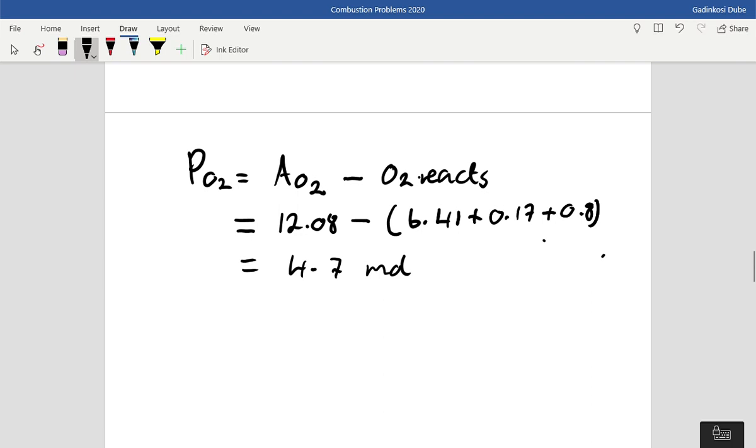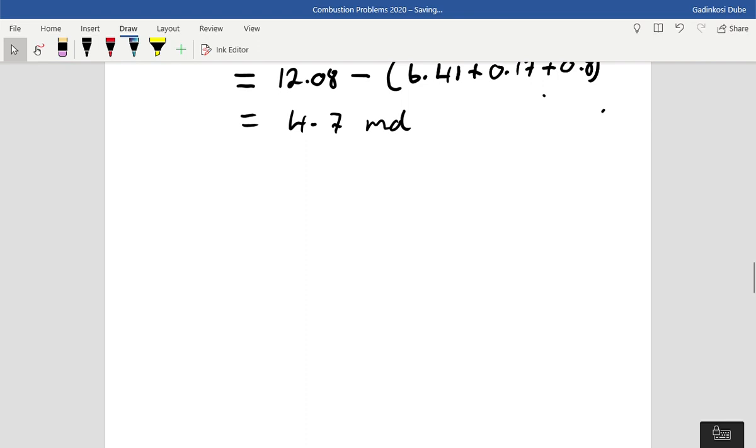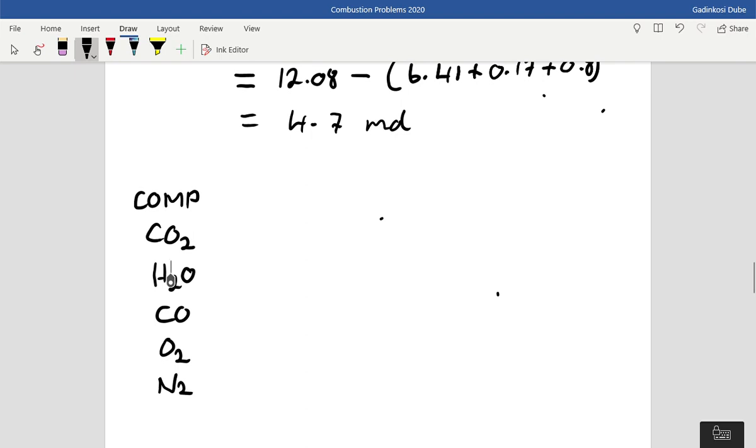Okay, so now once you've done that, you are almost done. What's left is just that you need to write down the product composition, because you are required to put this in percentages or mole fractions. So the product composition now, you just tabulate it. You can have your component here, which is carbon dioxide, H2O, water vapor, carbon monoxide, oxygen, and nitrogen. And then here you're going to have your total, and then your amount of moles, kilogram moles.